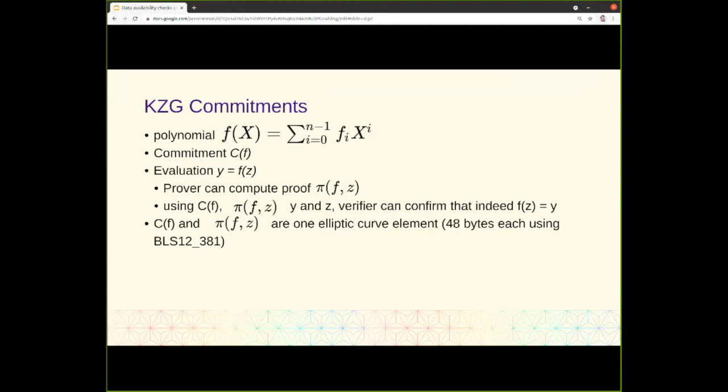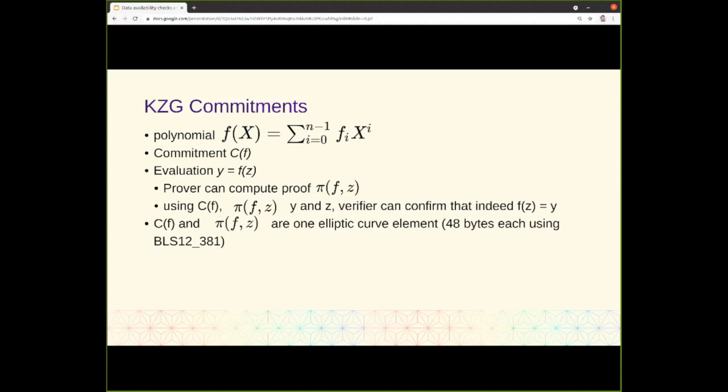And it has the special property that for any evaluation, so we have some z in the domain of the polynomial, and y is the value at z, a prover can compute a proof pi of f and z, and using this commitment and the proof, a verifier can verify that f of z equals y. Right? They can verify that this evaluation was correct.